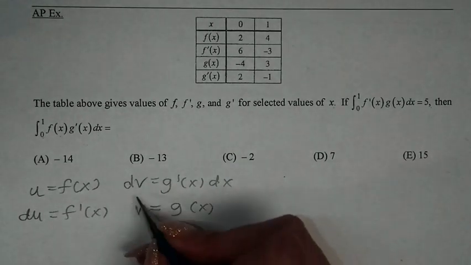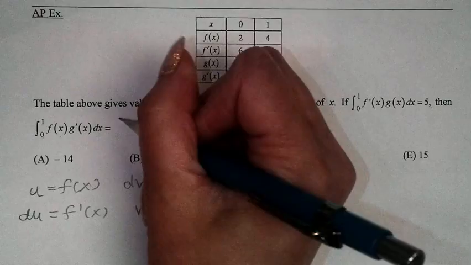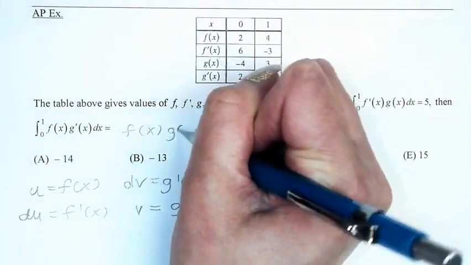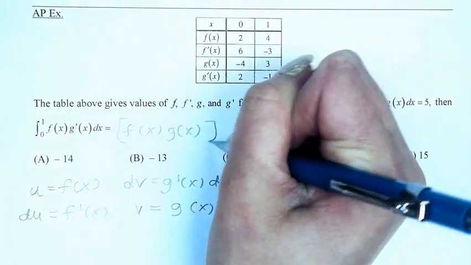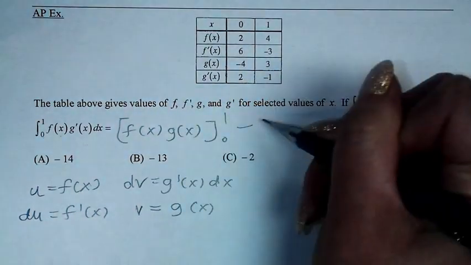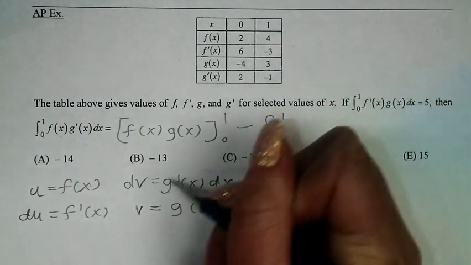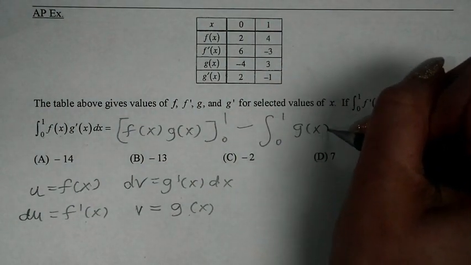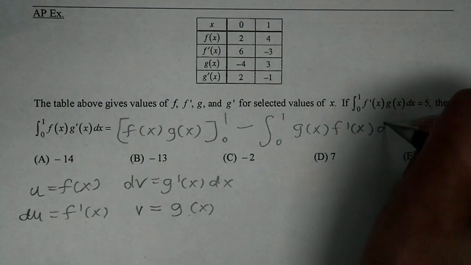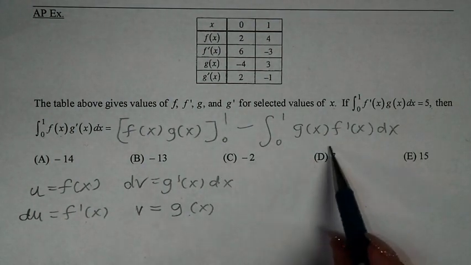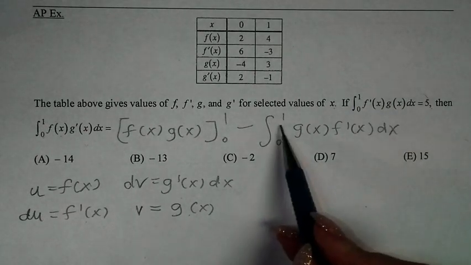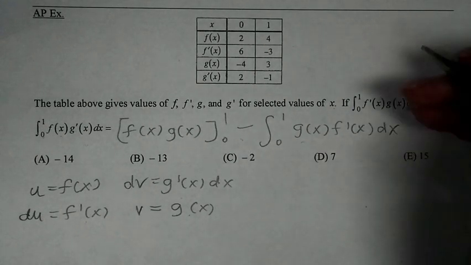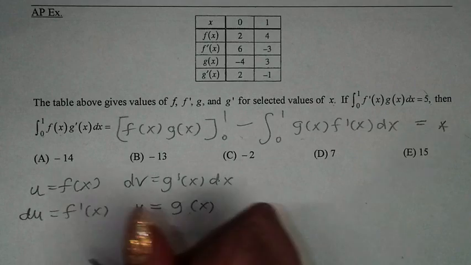Okay, so you can do the formula uv. So you have f of x times g of x, and this is going to be evaluated from 0 to 1, minus the integral from 0 to 1 of what? This one times this one. So it's going to be g of x times f prime of x dx. And guess what? Do you know the value of this? Oh wow, isn't that 5? Okay, so I'm going to call this star, and I'm going to continue for you.